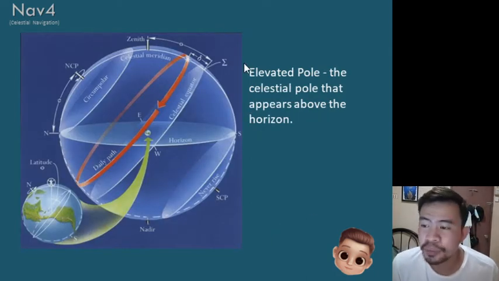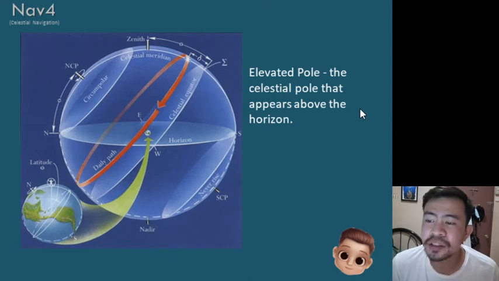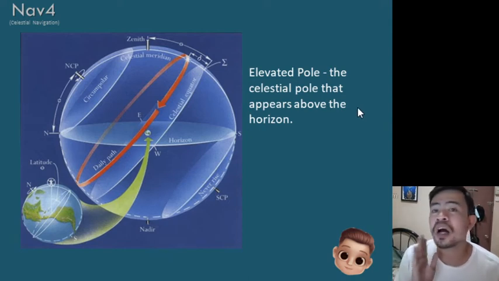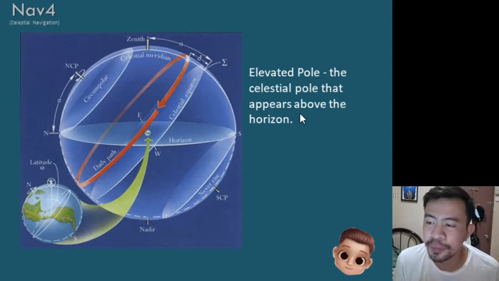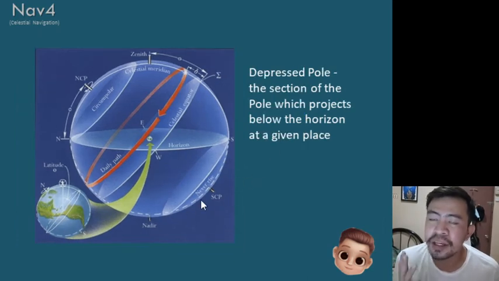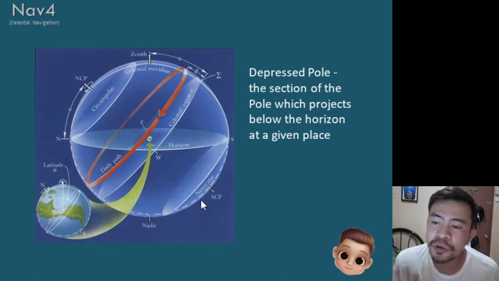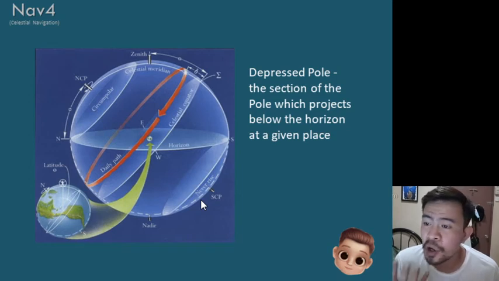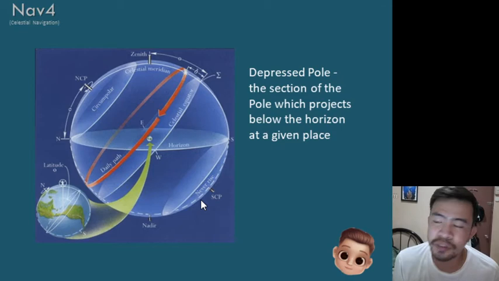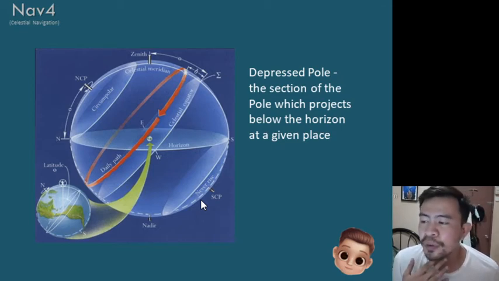Let's go with elevated pole. Elevated pole is the celestial pole that appears, take note, above the horizon. That's why it's elevated pole. We also have this depressed pole. Depressed pole is the section of the pole which projects below the horizon at a given place. So whenever that pole is not visible, of course, then it is below the horizon. If it's a pole above the horizon, then it's visible.